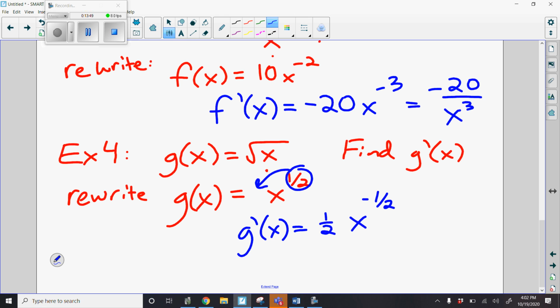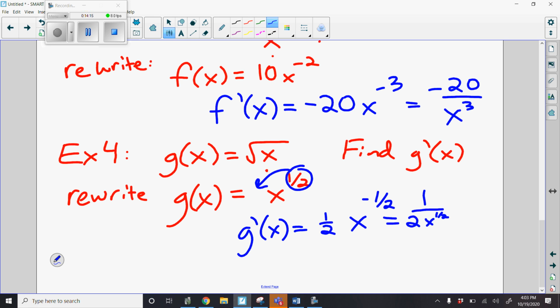Now, once again, we notice that our problem was written in root form. Our answer has a negative rational exponent. So the first thing I want to do is take that negative power and put it down into the denominator. Now, if you notice, 2 is already in the denominator. So I can rewrite this thing as 1 over 2x to the half.